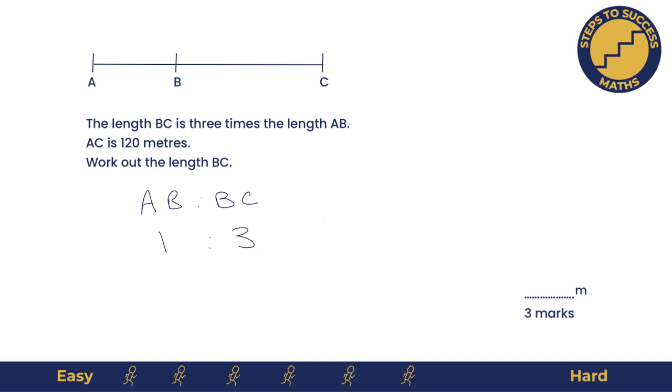And the total of that is 4. And we know that the total length of the line, A to C, is 120 metres. So 120 here. Now how do we get to 120 from 4? We multiply by 30. So we need to multiply each part by 30. 1 times 30 is 30, and 3 times 30 is 90. Now which is BC? That's the 90 metre bit.